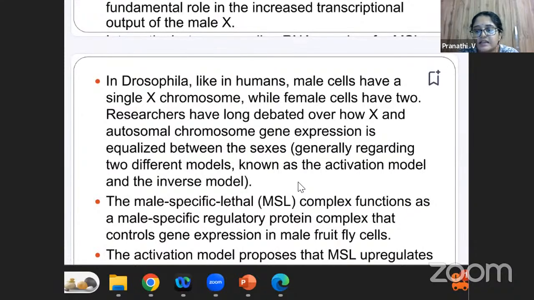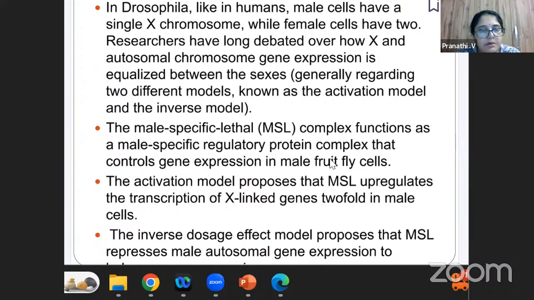In humans, male cells have a single X chromosome and a Y chromosome, and in Drosophila also it is the same. Females have two X chromosomes. Researchers have actually seen how the X and the autosomal chromosome gene expression is equalized between both the sexes, and this is known as the activation model and the inverse model.